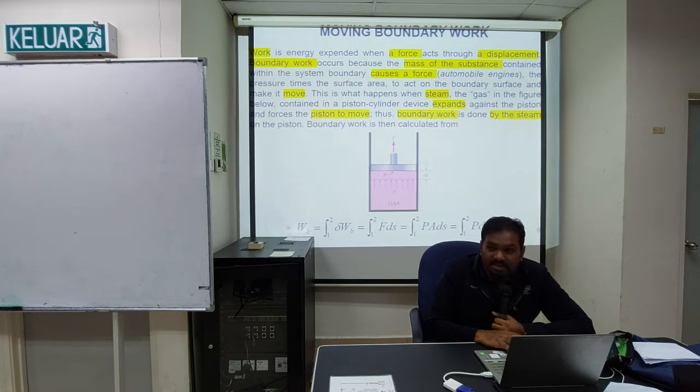Boundary work done kita selalunya panggil WB. So kalau ada B kecil ni, so we know that is a boundary work. Okay, and the formula is pressure, integration from 1 to 2 of pressure with respect to the volume. Kita akan tengok nantilah yang ni.